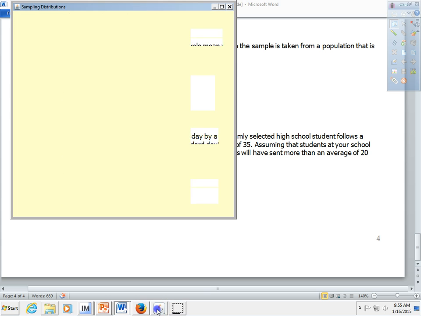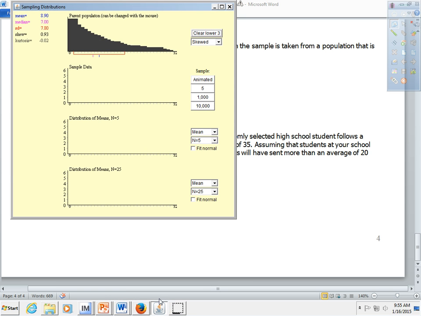Let's go back to this Rice University applet and take a look at some population distribution that is very skewed right. Some things that we need to understand about this population distribution is that the mean is 8.9. The median is 7, so the fact that the mean is higher than the median lets us know that it's skewed right. And the standard deviation is 7.8, okay? So let's take a look.